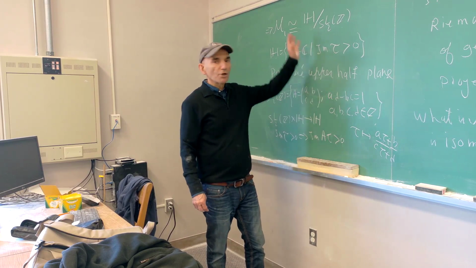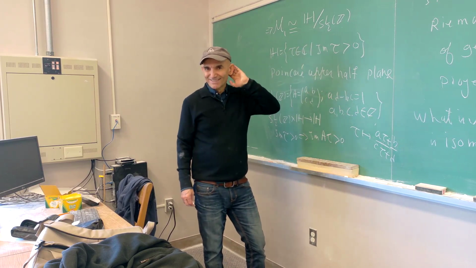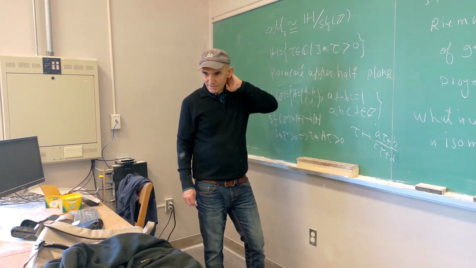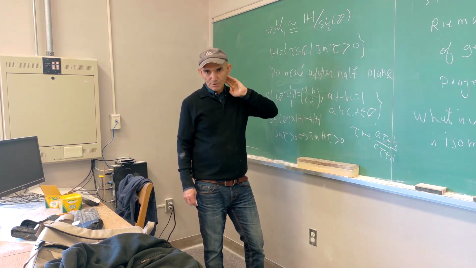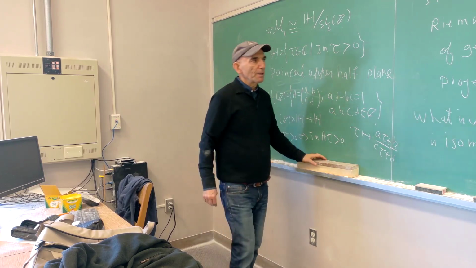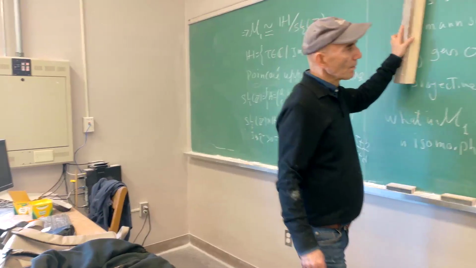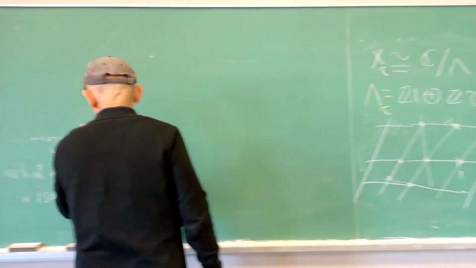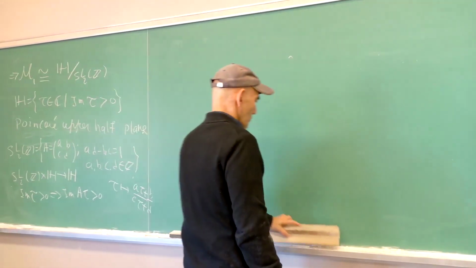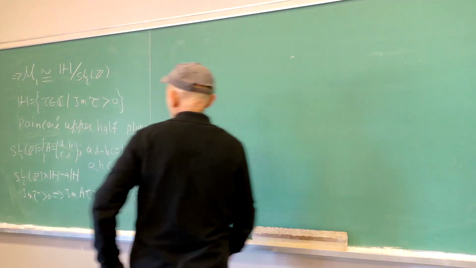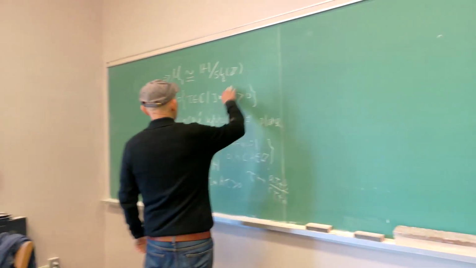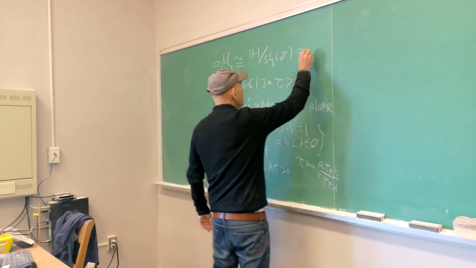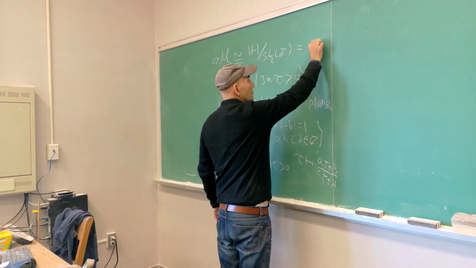So you may wonder what kind of space this is. What is this quotient space? Because this is the upper half plane, and we are dividing the upper half plane by that. And the quotient in this case is called the modular curve.